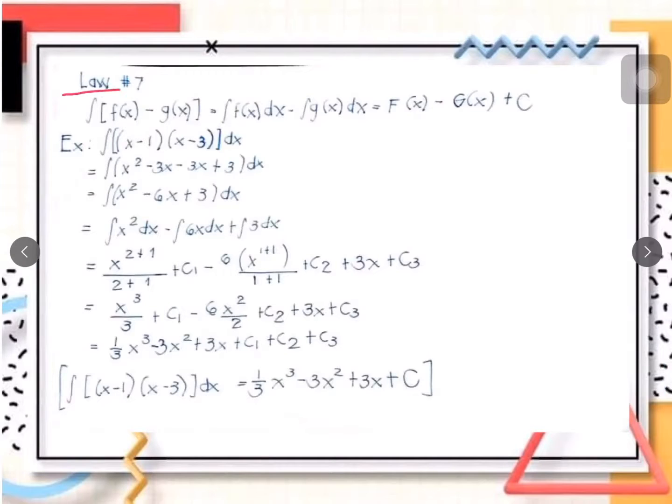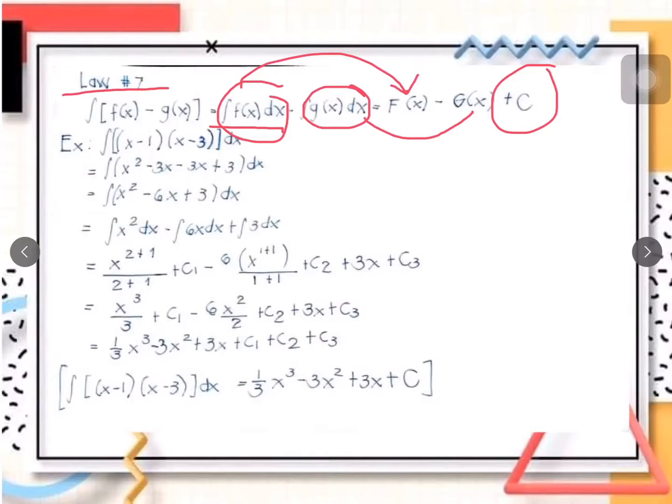Last, our law number 7. It is the subtraction law. The integral of f of x minus g of x is equal to the integral of f of x dx minus the integral of g of x dx. If we integrate that first term, we will get f of x, and if we integrate that second term, we will get g of x, plus our arbitrary constant c. Performing now, let us try that law in our example.